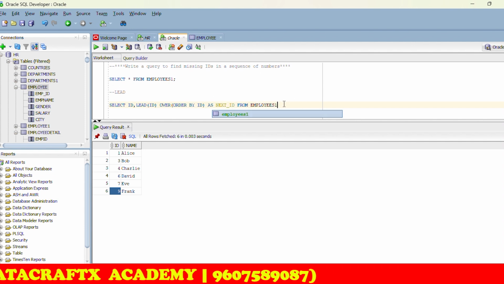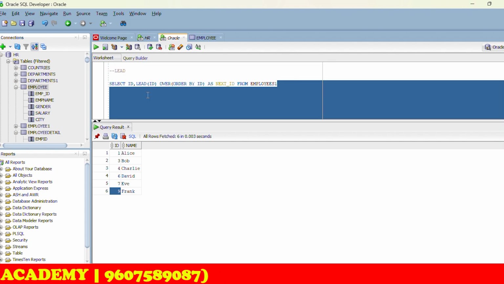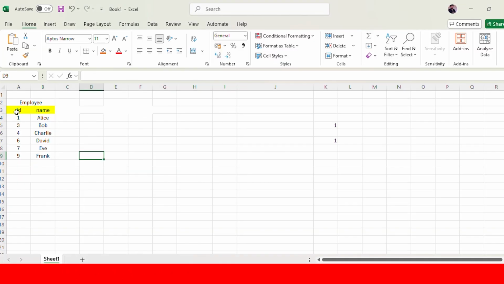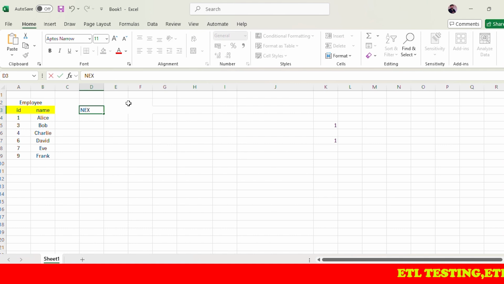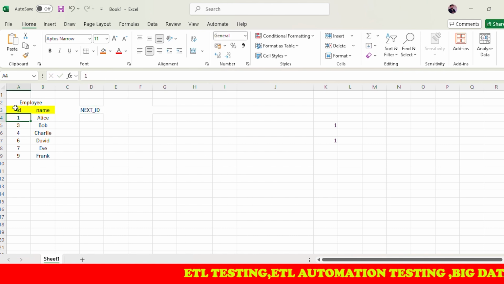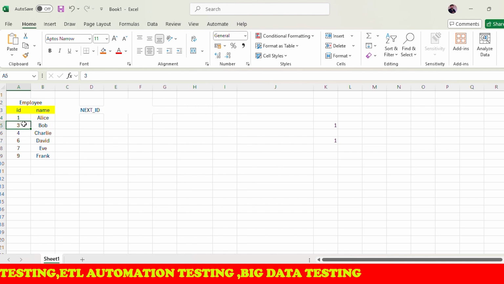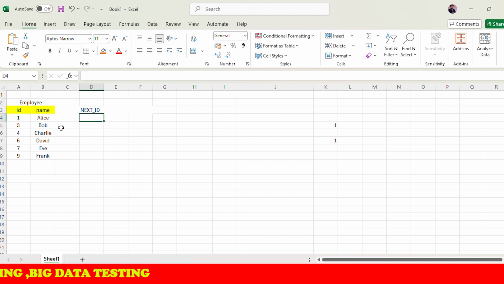Okay, so how will this query work? Let's try to find out in an Excel sheet. Now we have this employee table, correct? With the help of the lead function, we are going to find the next ID. So how will the lead function work? It will take the next row's ID for the existing ID. So what will be the next ID for 1? It will be 3, correct? Because in the second row it is 3.